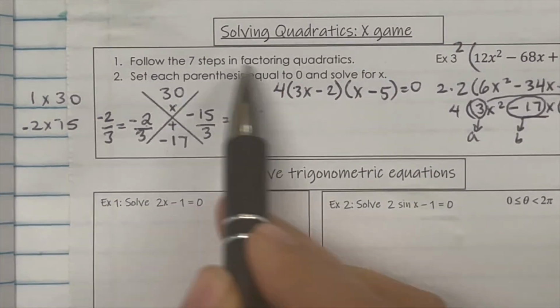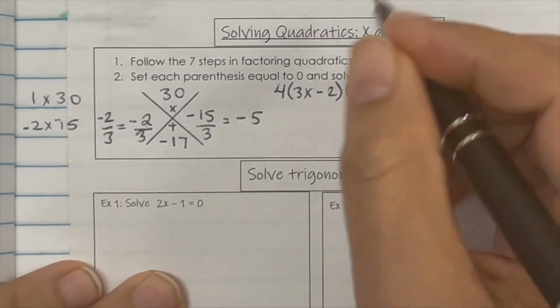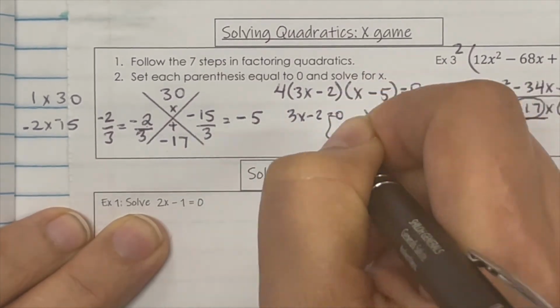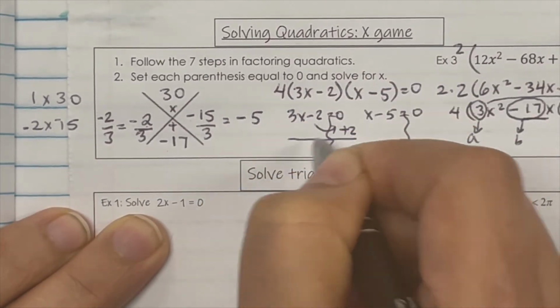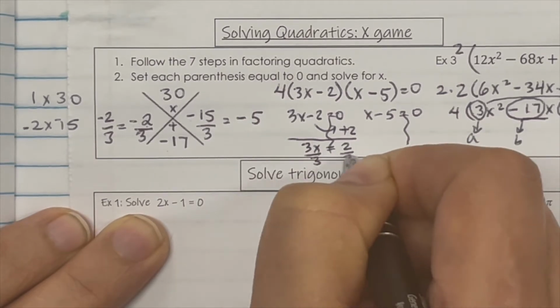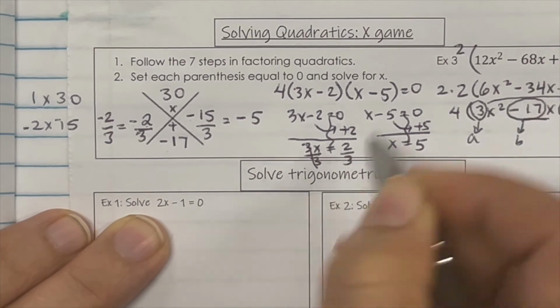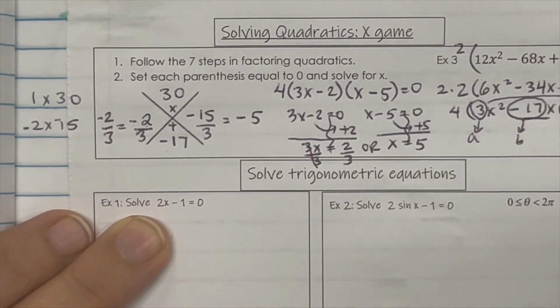As a listening check, color in the title, solving quadratics x game. For now, we're just going to set each parenthesis equal to 0. So 3x minus 2 equals 0, x minus 5 equals 0. And then solve it. Minus 2 that side is plus 2, so that's 3x equals 2, divided by 3. You're going to get 2/3. Minus 5 to that side plus 5, x equals 5. So it's either x equals 2 over 3 or x equals 5.